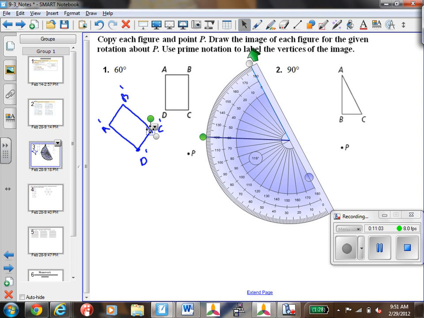So we can use the protractor to find C. After we find C, we can draw a line to D that's going to be a right angle. It would be best to probably do 2. It'll be a little bit easier to find 2 points from P, and then you can draw the other 2 just by making sure that you have 90-degree angles. Now on number 2, you're going 90 degrees, right?